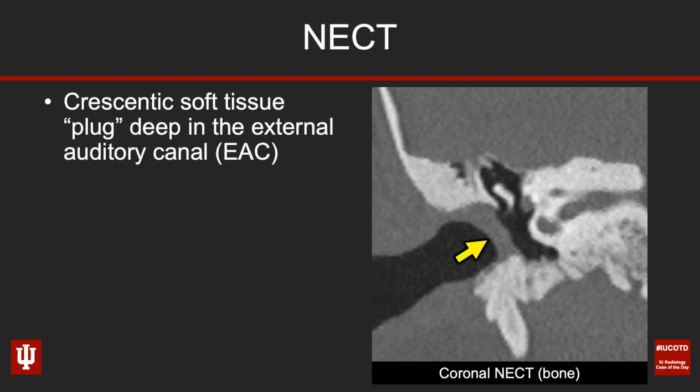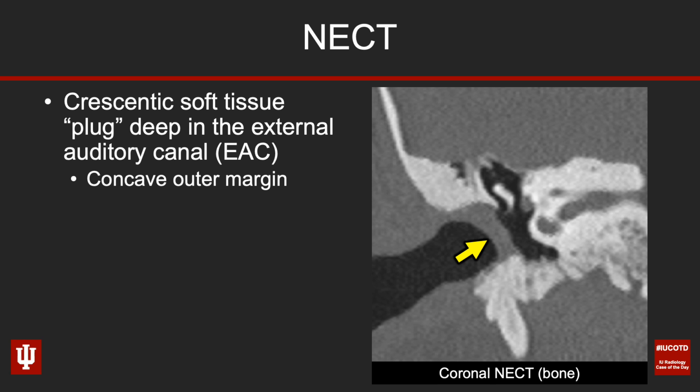All right, let's take a look at the imaging. First up, I'm only going to show you one of the temporal bones because it's the same exact finding on both sides. So whatever you see on this side is the same on the other side. But what you should notice, and where the yellow arrow is pointing at, we have a crescentic soft tissue plug that's deep in the external auditory canal. It's within the bony segment or the osseous segment of the external auditory canal.